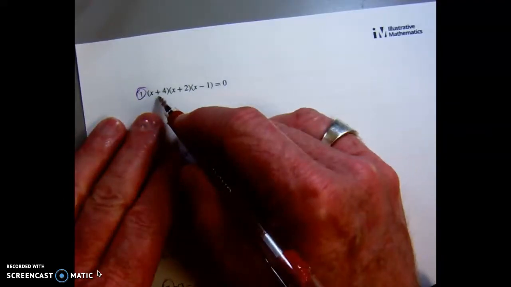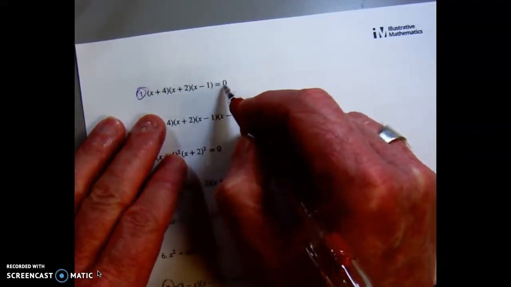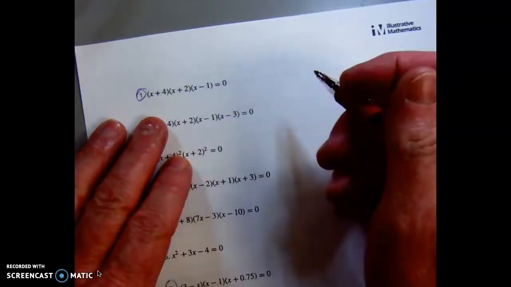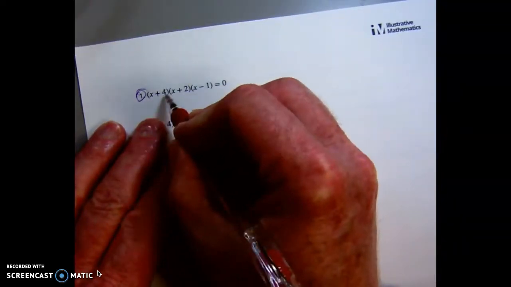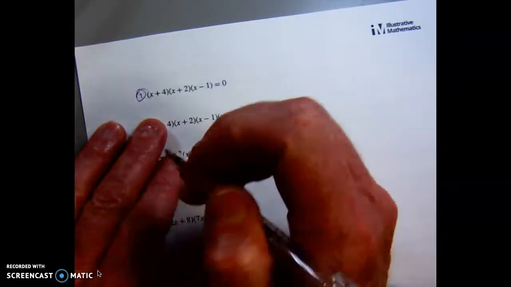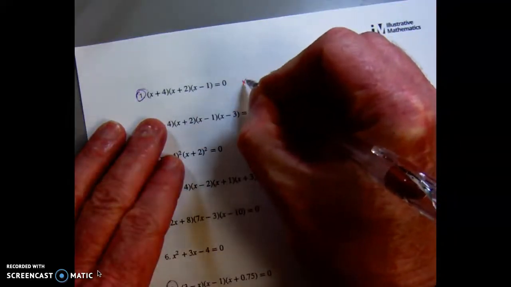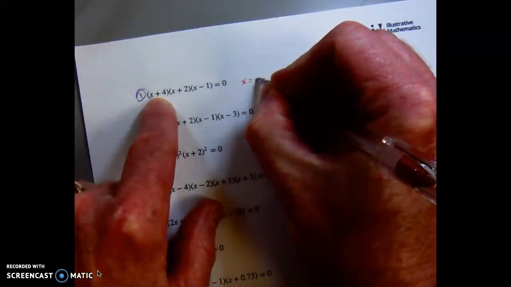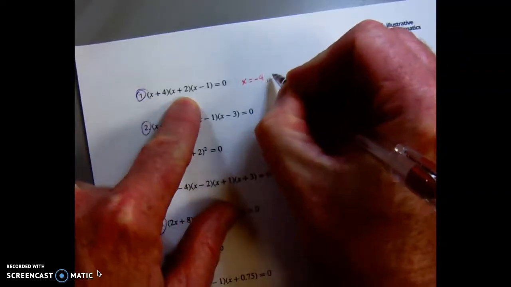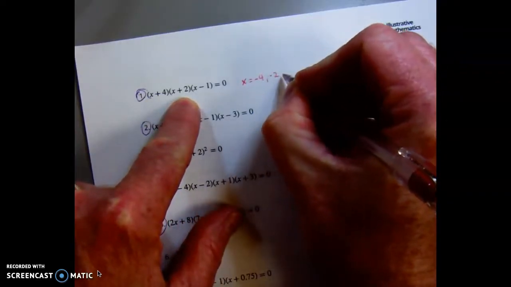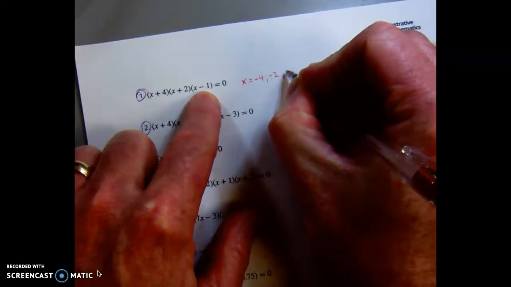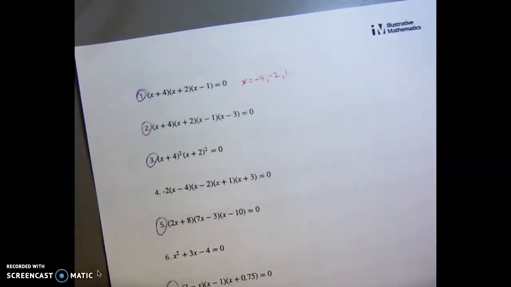Now I could set each of these equal to 0 since it equals 0. Or I could say I just know it's got to be the opposite. As long as there's nothing in front of the x, that's super easy. So x equals, the opposite would be negative 4. The opposite would be negative 2. The opposite would be positive 1. All right, you pause the video and I want you to try number 2.